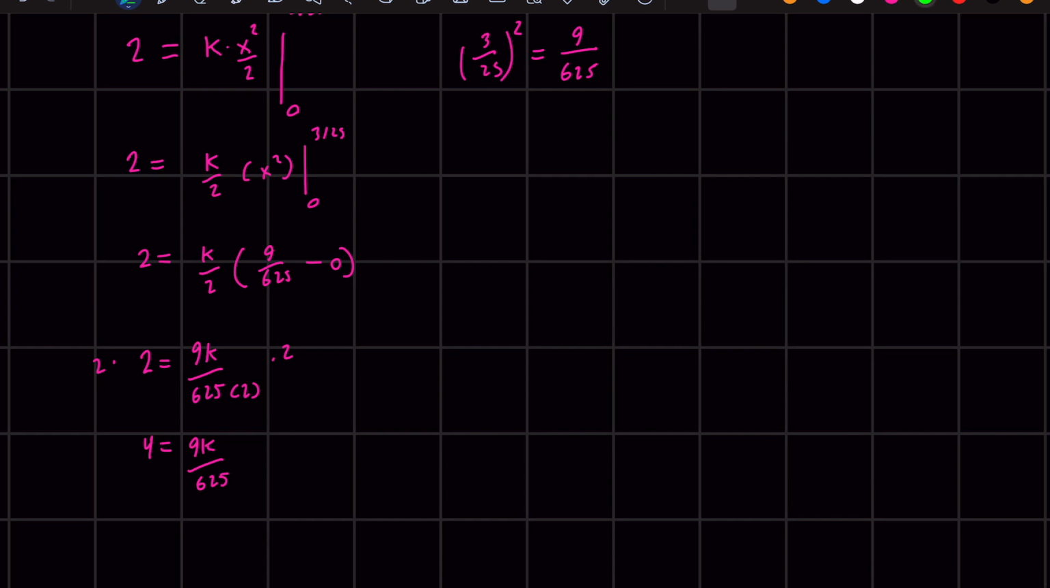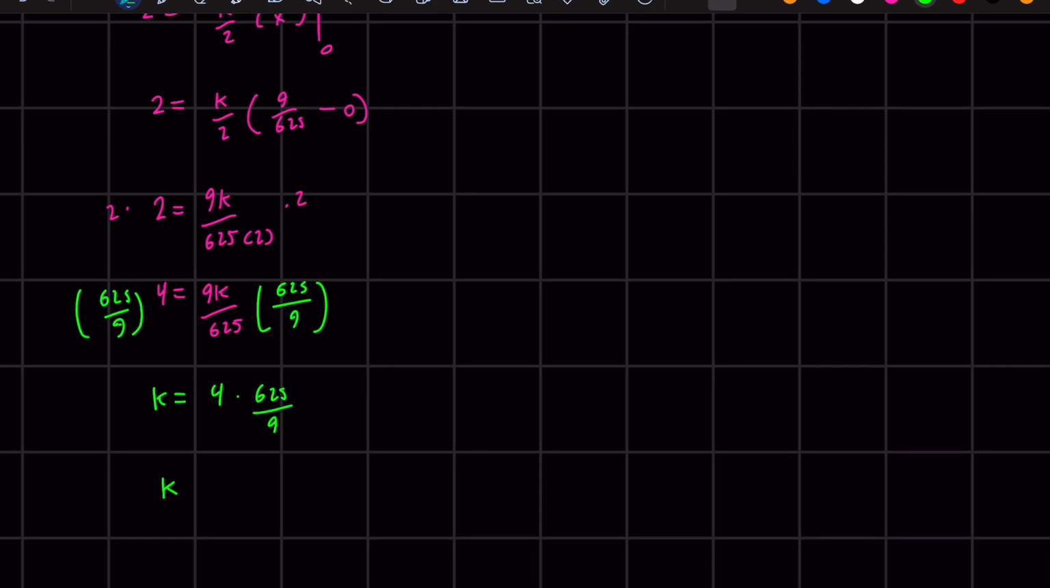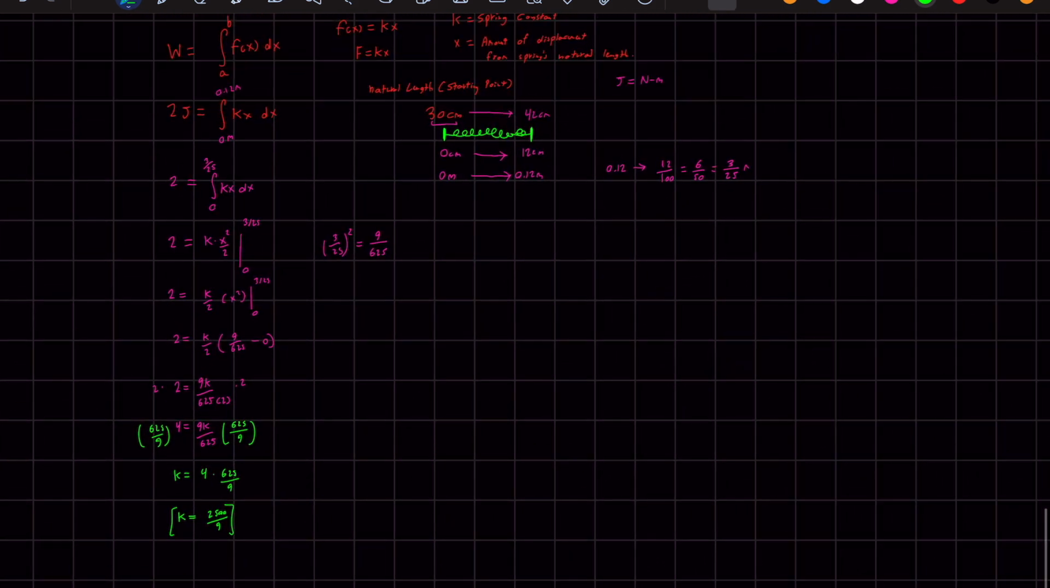Now I can multiply by the reciprocal of this to get rid of the 625 over 9 to separate k. That's going to be 625 over 9. And we're going to get k is equal to 4 times 625 over 9. So k is equal to, and then 4 times 625, that is going to be 2500 over 9. Okay, so we have our k now. We now know our k.